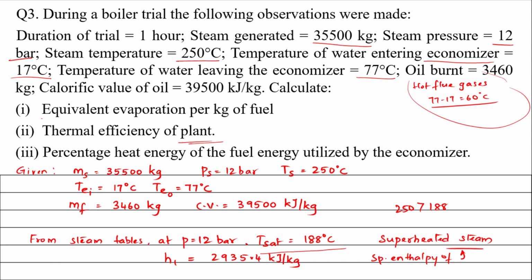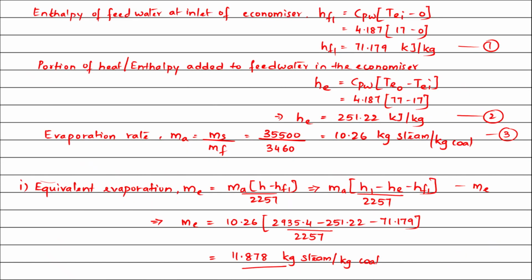From the steam tables, I first check 12 bar. The saturation temperature was 188 degrees Celsius, and my steam temperature is 250 degrees Celsius, so my steam is already in superheated condition. To find the enthalpy of superheated steam, I refer directly to the specific enthalpy of superheated steam at 250 degrees Celsius, and I get the enthalpy of steam as 2935.4 kilojoule per kilogram.